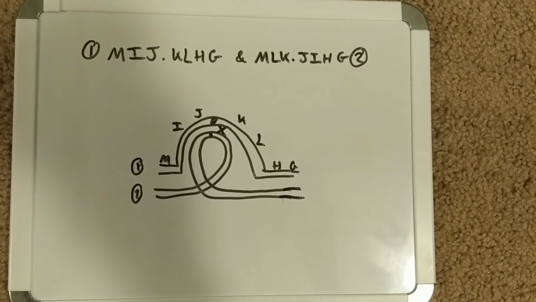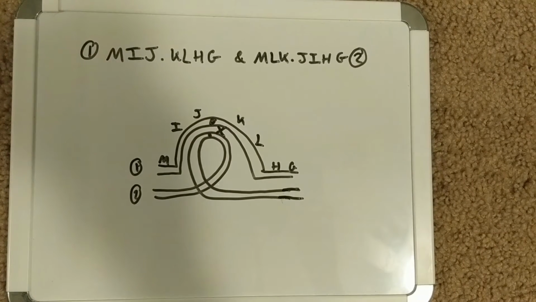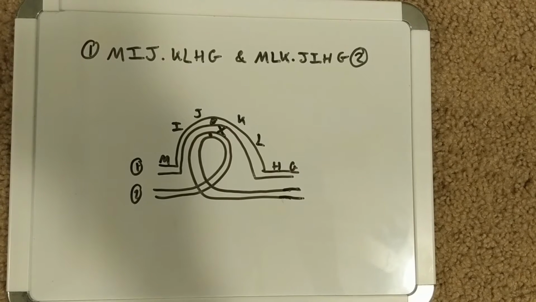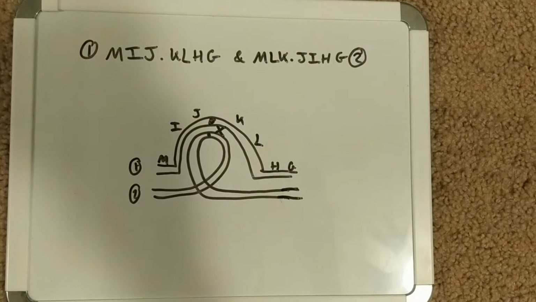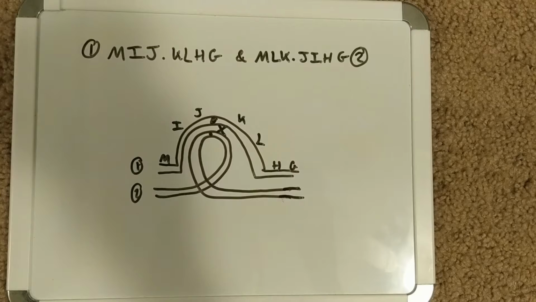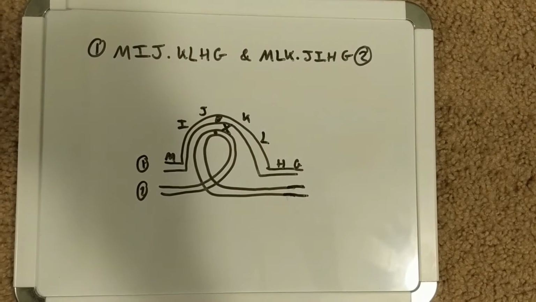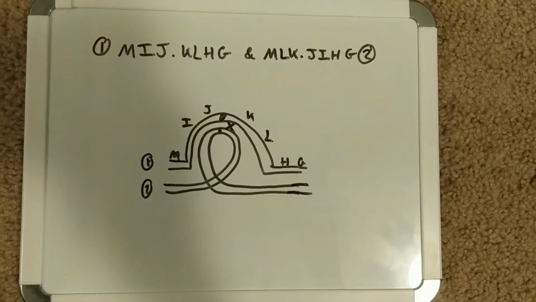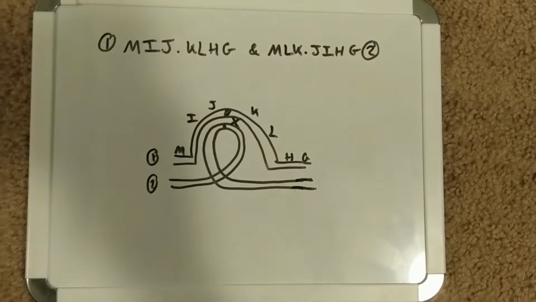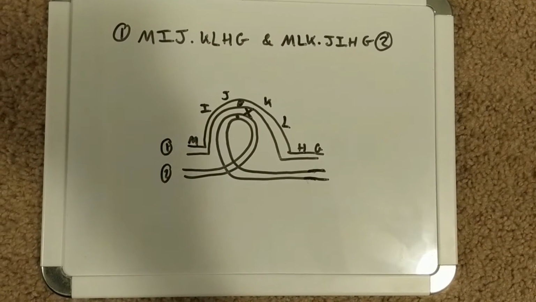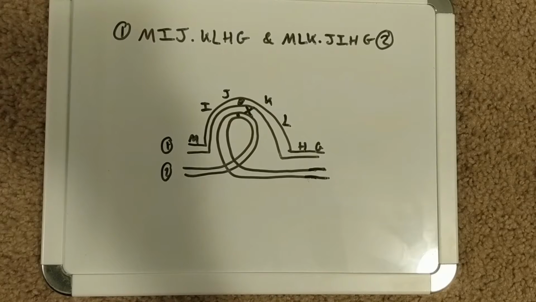Individual 1 has chromosomes MIJ.KLHD and GHIJ.LKM. The dot represents the centromere. Letters represent the regions on the chromosomes. During meiosis, these chromosomes are going to line up by creating a loop so that the regions match up.